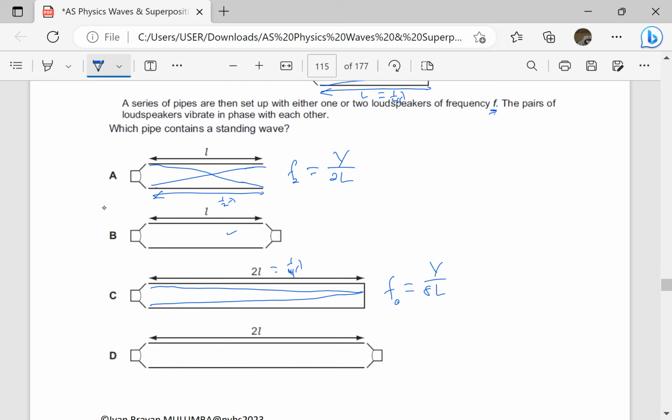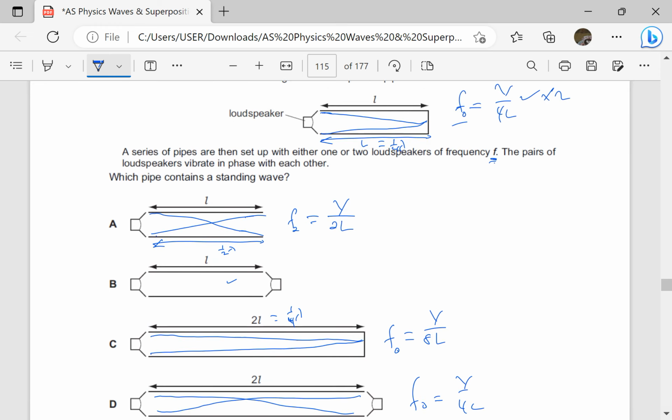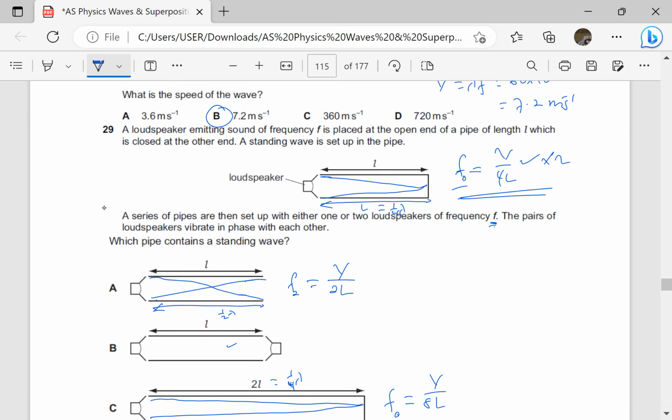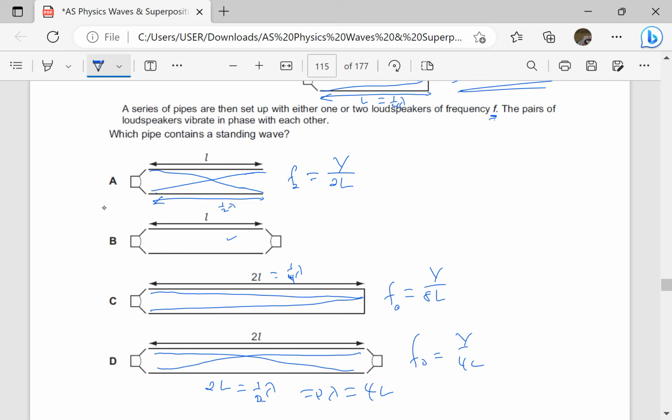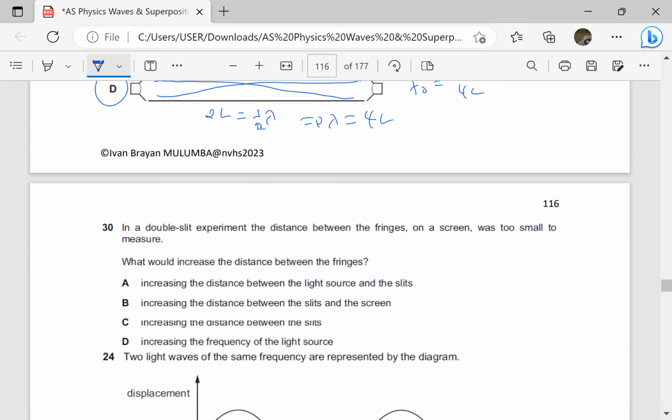Let's check this one. This one is an open pipe on both sides. For the fundamental mode of vibration, we have something like that. That means twice L is equal to half a wavelength, which means that lambda is still 4L. So the fundamental frequency here is V over lambda, which is V over 4L, and it is the same as the fundamental frequency in the first pipe. Since this is the frequency provided, this one will form a stationary wave. Therefore, our answer is going to be D.